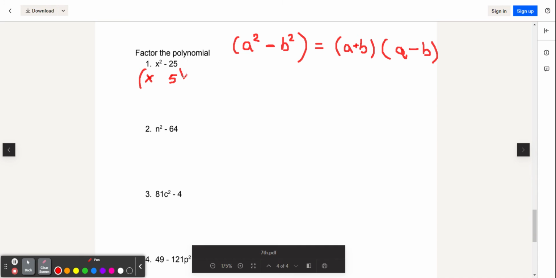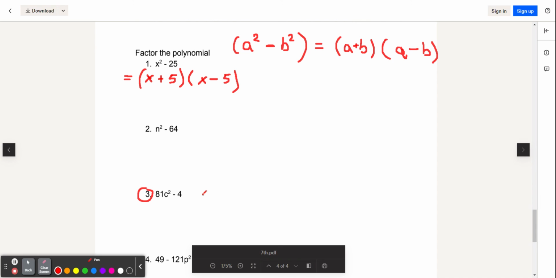So we know our 2 numbers, a and b. And then we just write the signs, which is one of them is adding, one of them is subtracting. That's our final answer. A difference of squares is just that simple to factor. Number 2 is just like number 1. Let's look at number 3.